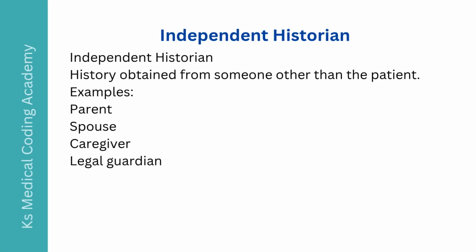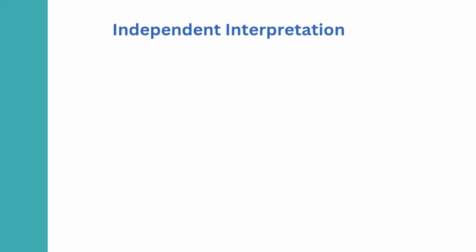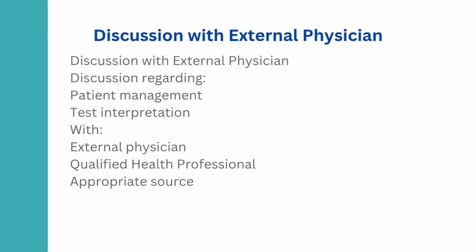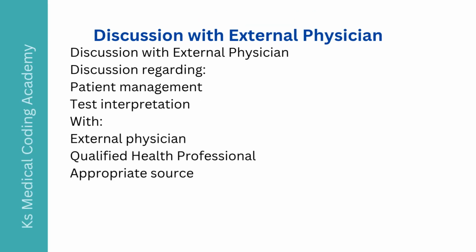When a patient cannot provide reliable information, the provider may obtain history from an independent historian, such as a parent, caregiver, or spouse. This contributes to Category 1 data. Independent interpretation occurs when the physician personally reviews and interprets a diagnostic test without billing separately for that interpretation. This belongs to Category 2 of the data element. The final data component involves discussing patient management or test interpretation with an external physician, another qualified healthcare professional, or an appropriate source. This is Category 3 of the data element.